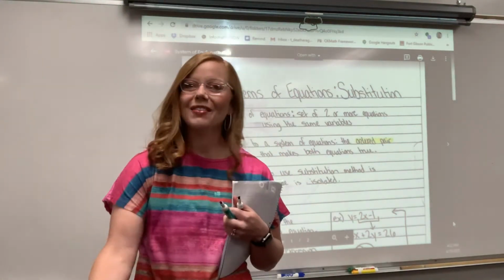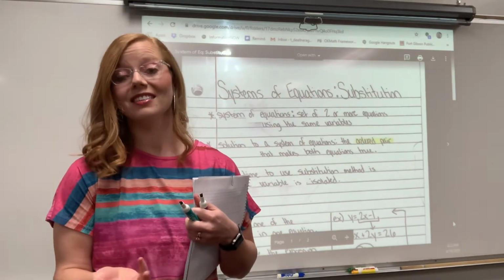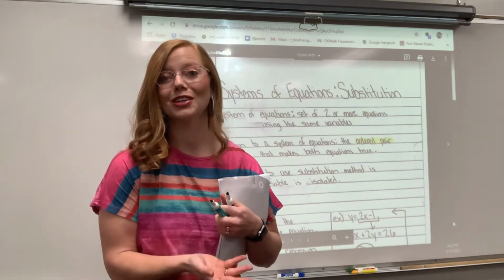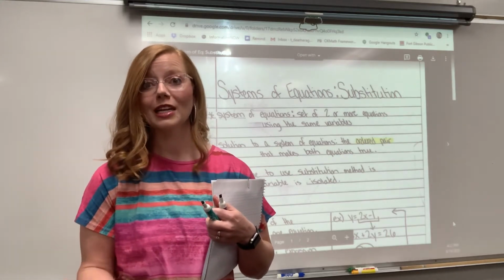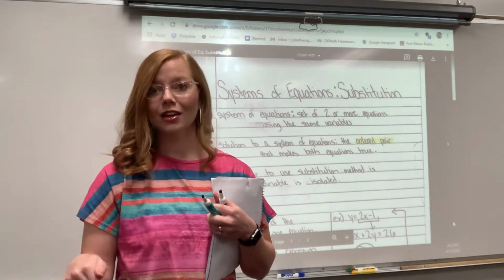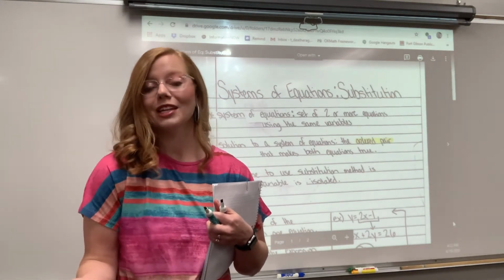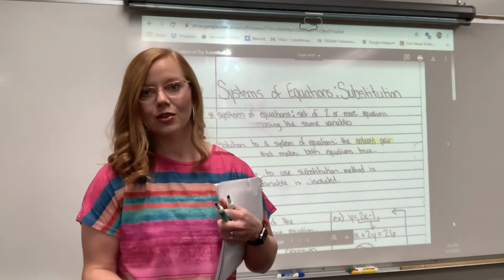Hey friends, so today we're going to be talking about systems of equations using a different method. For the past 2 days we've been working on solving systems of equations by graphing. And it was really nice because both of our equations were in slope-intercept form, so we were able to plot that y-intercept, use the slope, and we could see their point of intersection. So it's not always going to be given to you like that though.